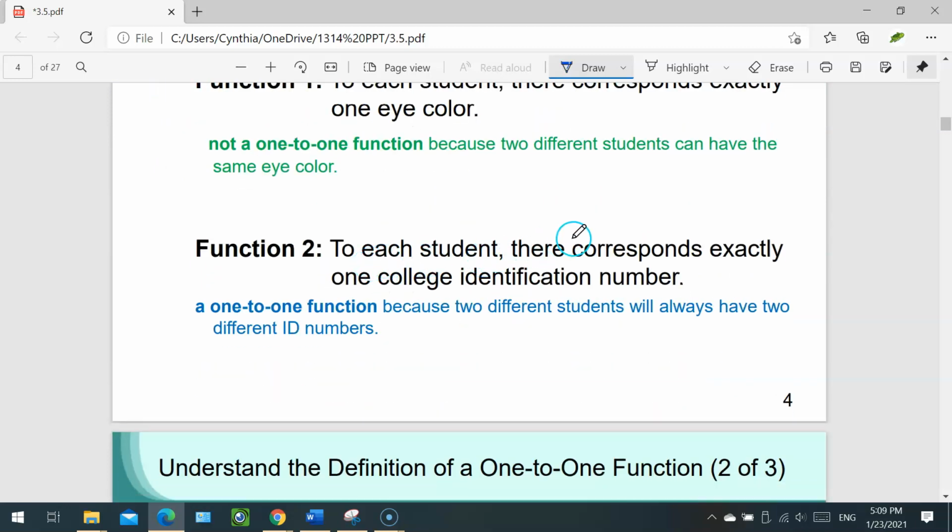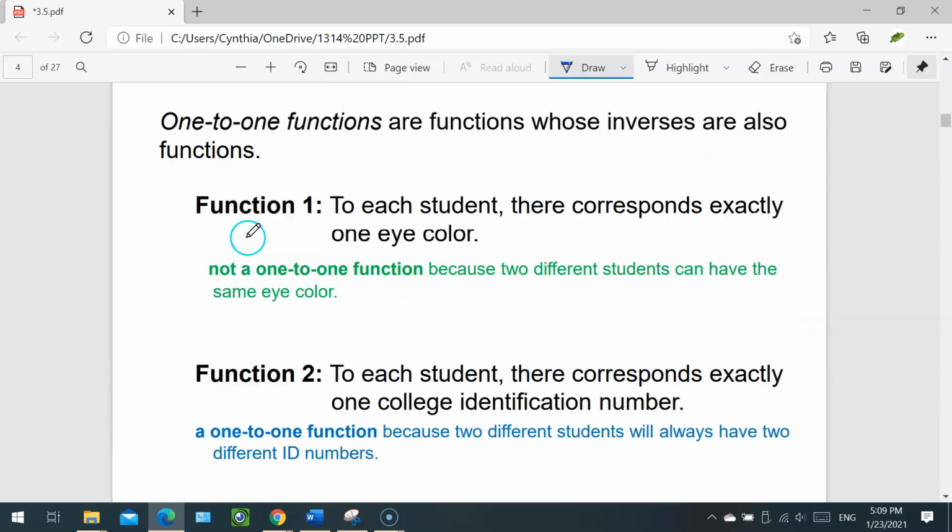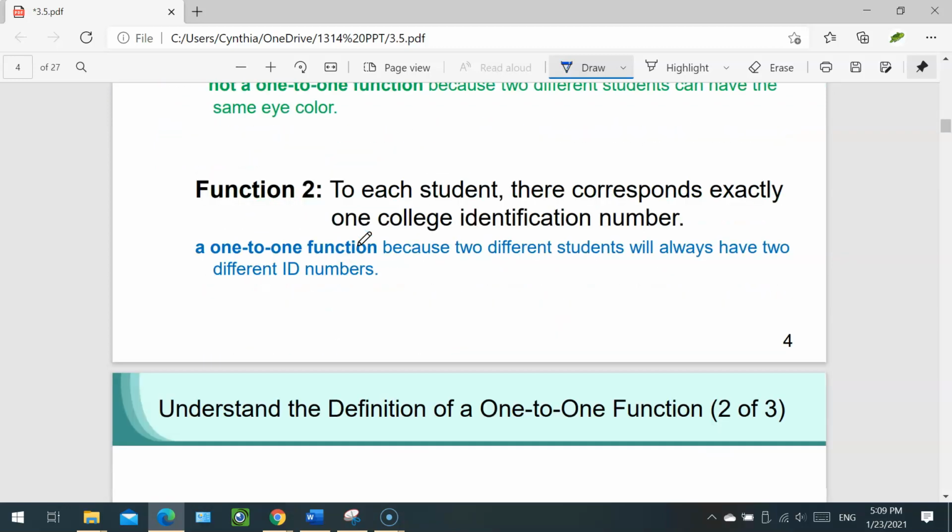Each student corresponds to exactly one college ID number. So this is a one-to-one because two students will always have two different ID numbers. In other words, no two students will share the same ID. So in that case, this is a one-to-one, but not the previous one.